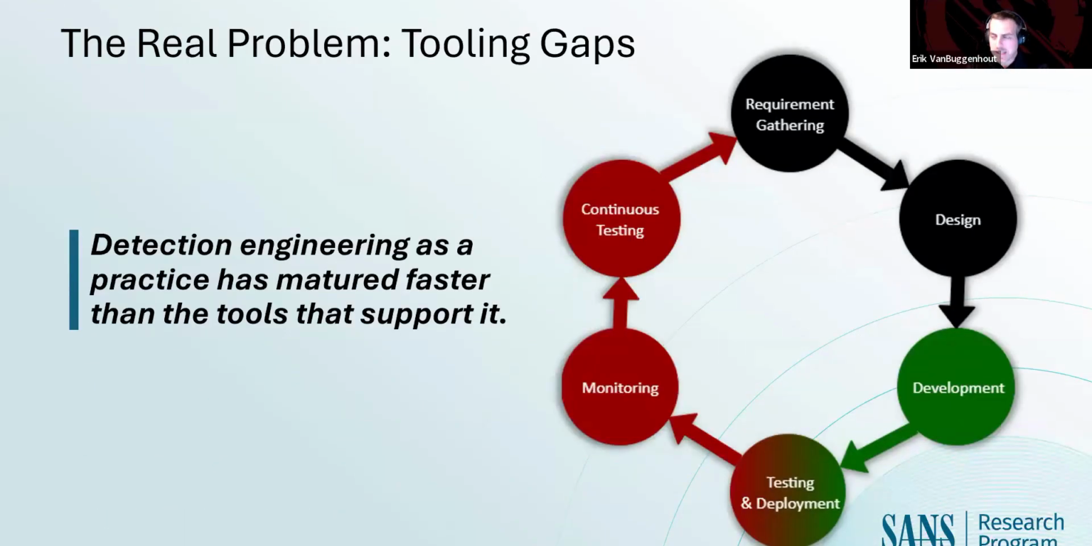And indeed, as a practice, detection engineering has evolved. It has matured quite fast because it needs to. Because we need additional detection. We need, as we said, to build and maintain our detections, right? We need to do that in a consistent and structured way. We need to look at developing new detection rules. But it has matured faster than the tools that support it.